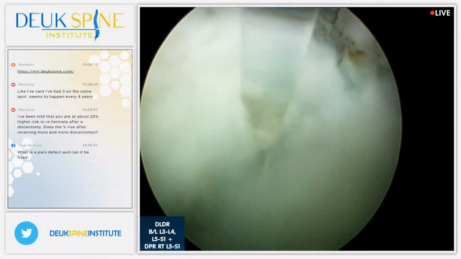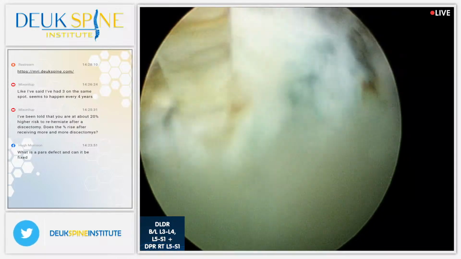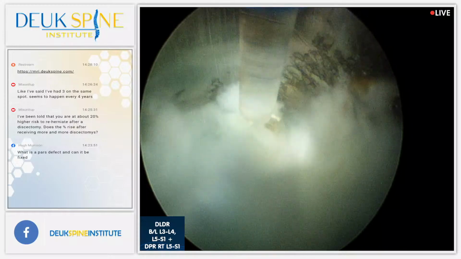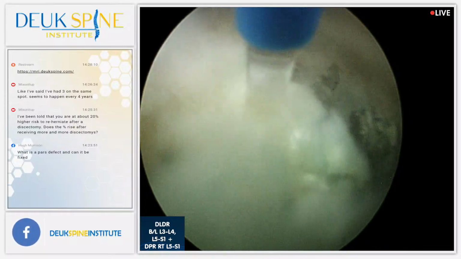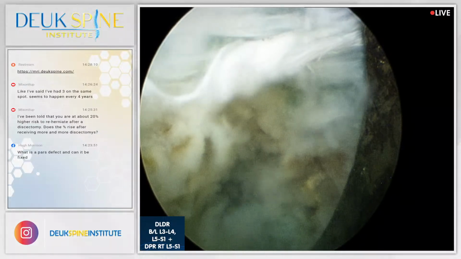Man, that's the tear right there laterally. You can see it's pretty substantial. God bless you. Just about done here. Another minute or two. I had a big herniation laterally there.